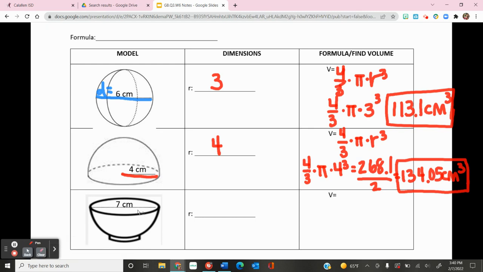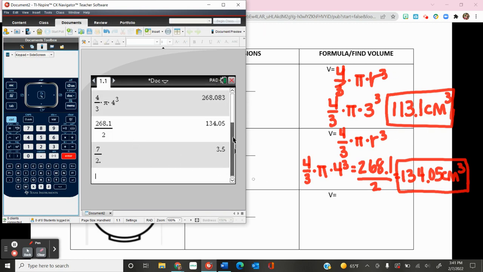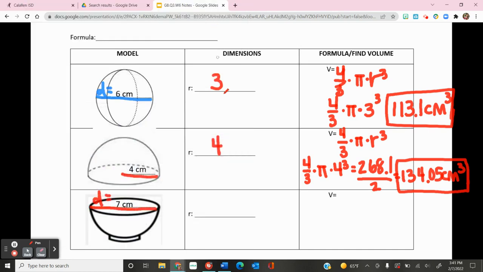Looking at the next shape, we have what looks like a bowl, and bowls are hemispheres. So first we need to list our dimensions. If you notice, on this bowl, we have the line going all the way across, which lets us know that the 7 is our diameter. So if my diameter is 7, to get the radius, remember we divide that by 2. Include a decimal point so you can get the decimal version of 7 over 2, and you get 3.5. So here our radius is 3.5.